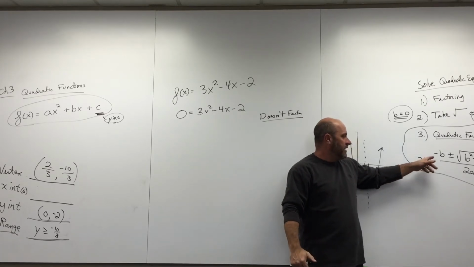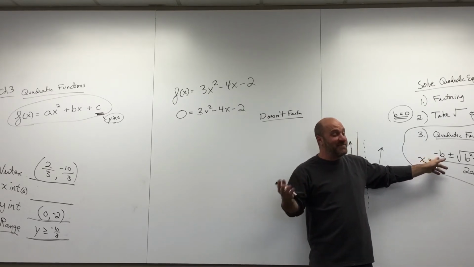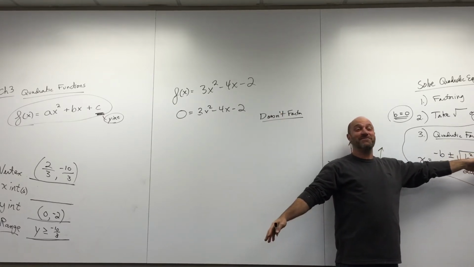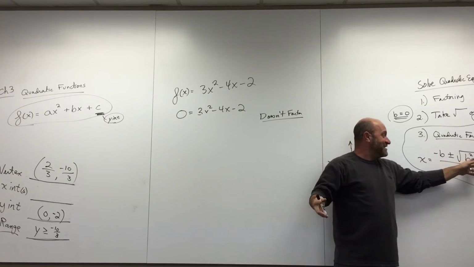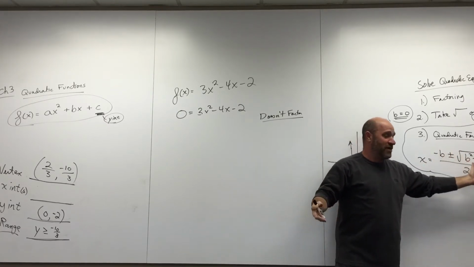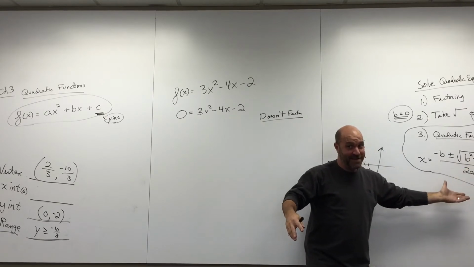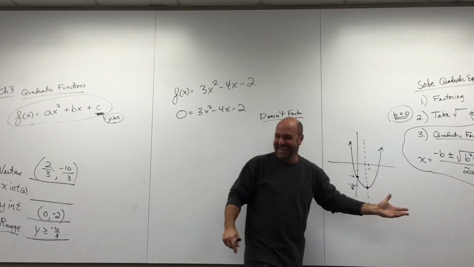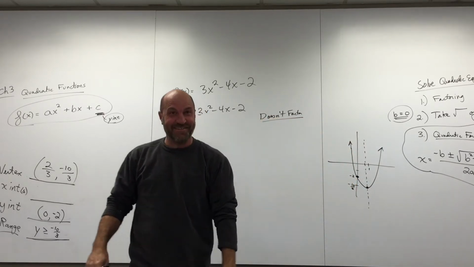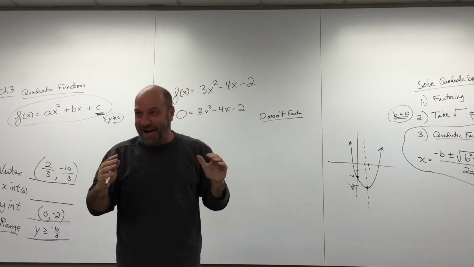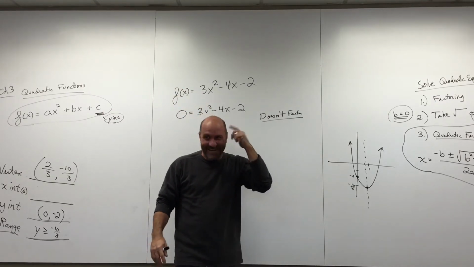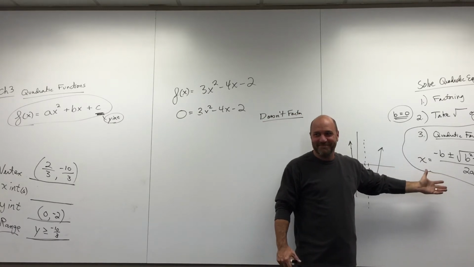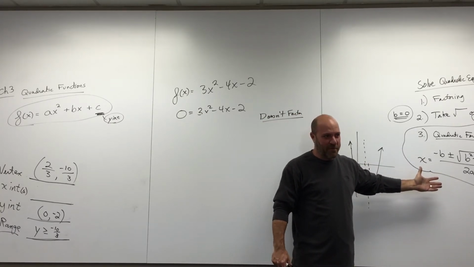So you go like this: negative b, plus or minus the square root of b squared minus 4ac, all over 2a. It helps, that's right. You can't sing on a test, you've got to keep that quiet in your head. Maybe singing it to yourself will help you memorize it. Maybe not. Maybe just memorize it.